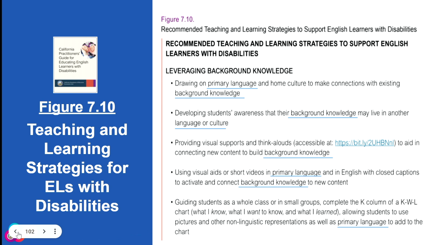Another resource that I want to share with you is Figure 7.10. Again, this is just one element. I think there's 9 different components. This one only focuses on the role of background knowledge, right? So in this case, we're taking into consideration leveraging background knowledge and how critical it is for us to be able to tap into students' understanding and knowledge of language, of the content.